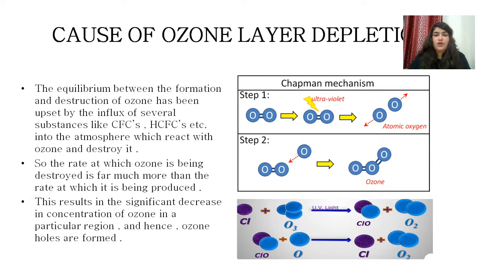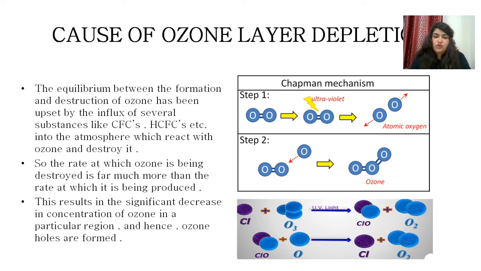Now we speak about the cause of ozone layer depletion. So why is it that the ozone layer is depleted? Very important to note why this is happening. Let's understand the Chapman mechanism first, by which ozone is formed. Then I will explain what is happening. When you look at the picture given alongside, which has steps 1 and 2, that is the Chapman mechanism for the formation of ozone, right?